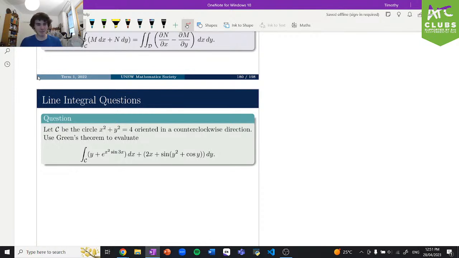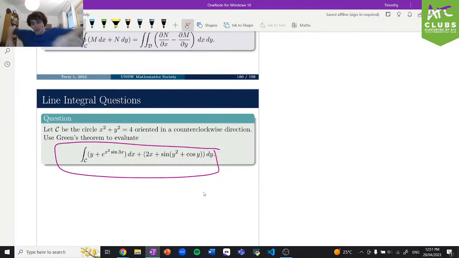So let C be the circle x squared plus y squared equals 4, oriented in a clockwise direction. Use Green's theorem to evaluate this integral here. Now, I take half a second to look at this function and go, I don't have to do a freaking t substitution and then integrate those. That looks absolutely horrific, right? I don't want to have to deal with that.